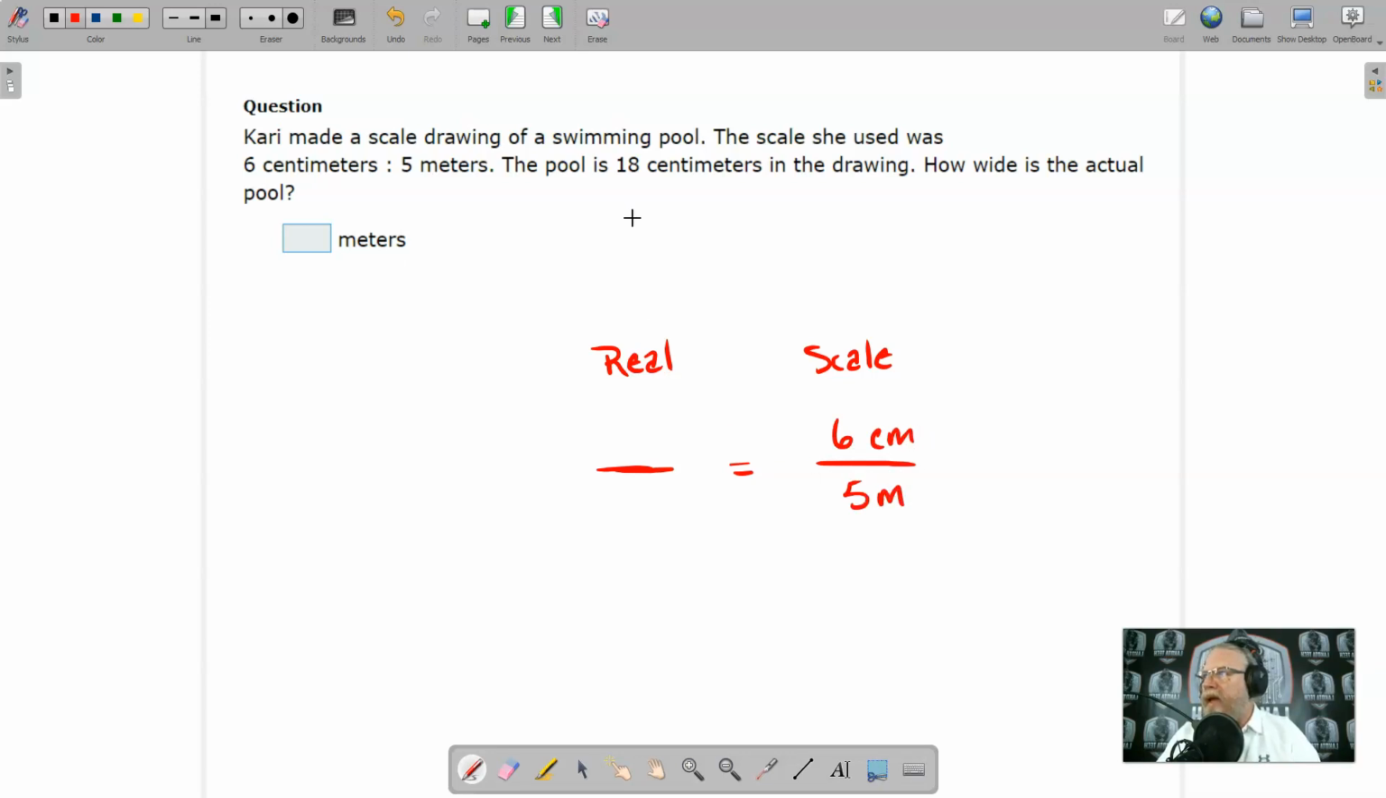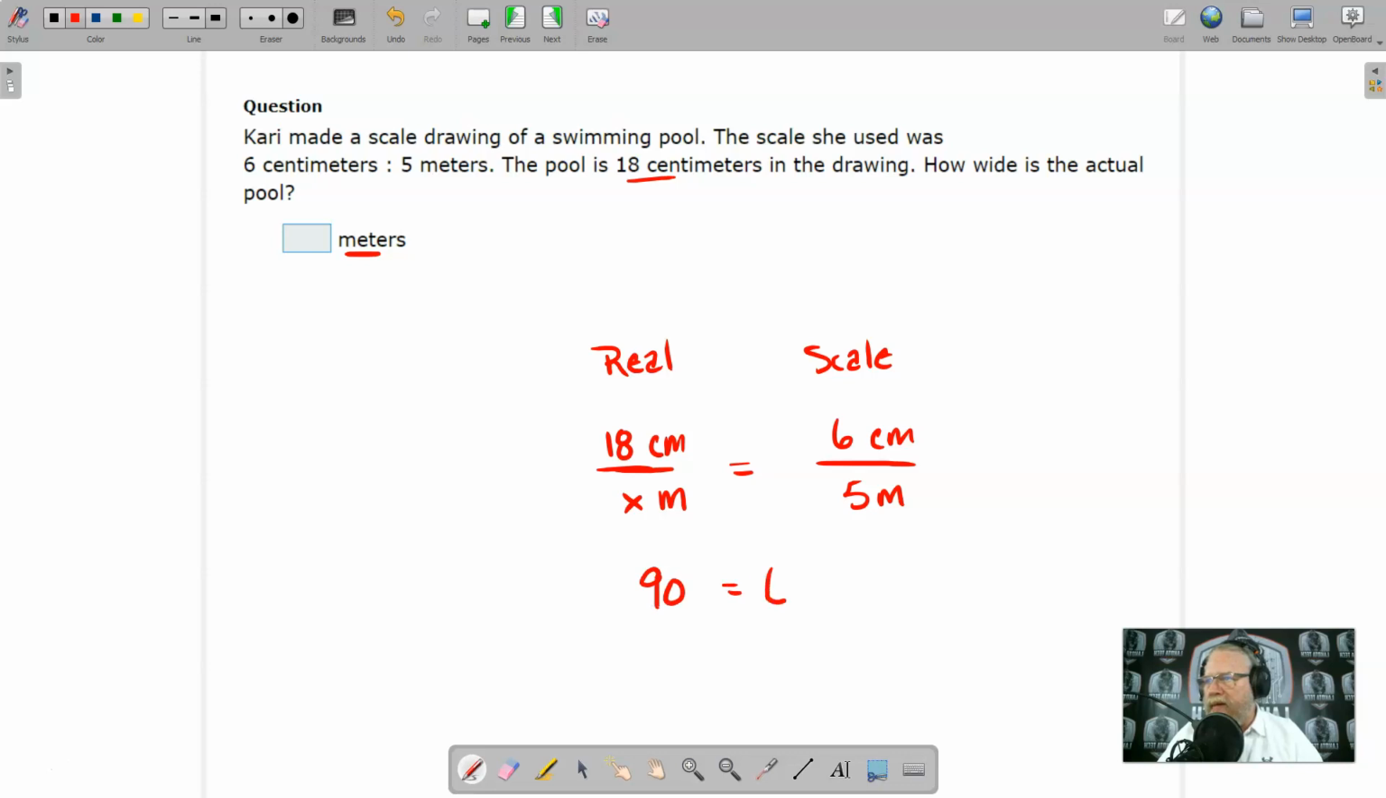And then over here we want centimeters at the top and meters at the bottom. So they give us the 18 centimeters here. And the meters is what we don't know. And it's on the real life side. So how wide is the actual pool? So the actual pool is the real life side. So with that said, 18 times 5 should be 90.